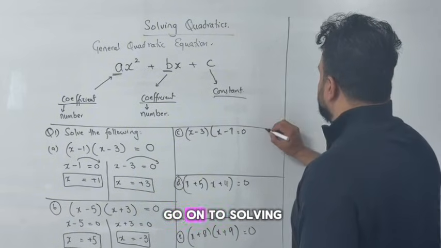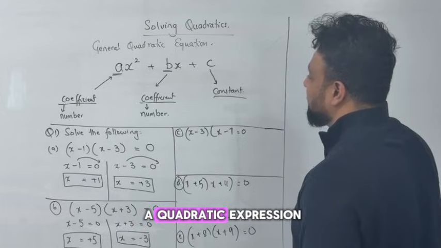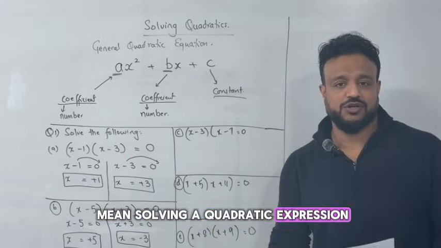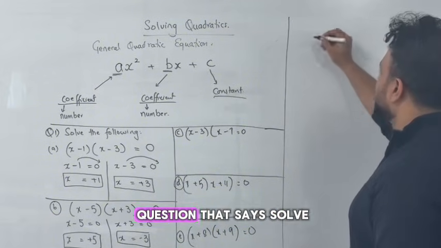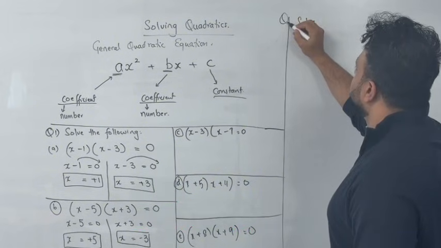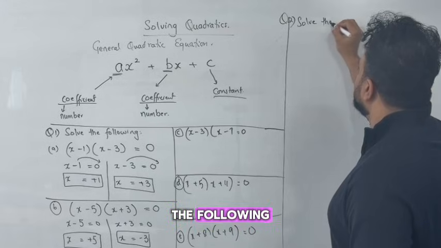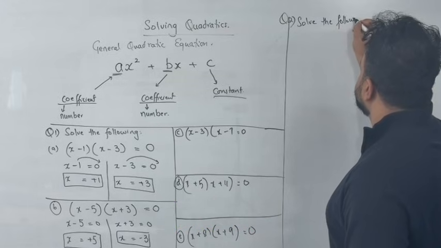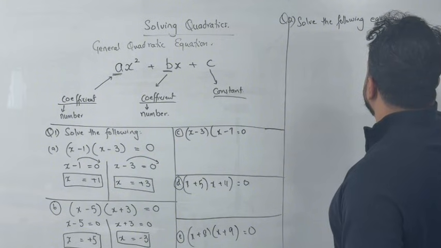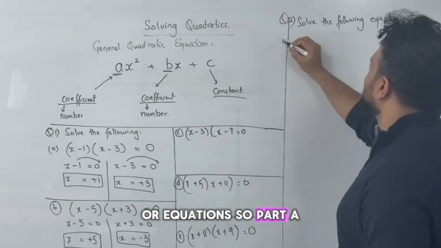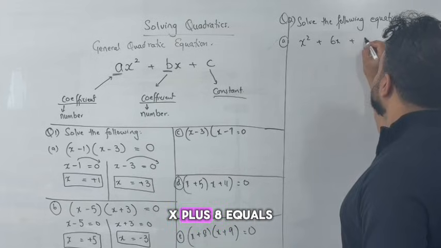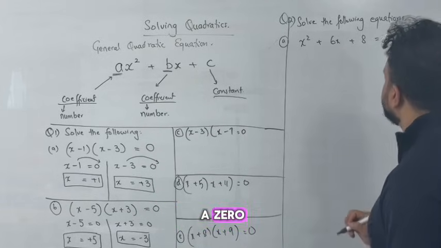And I'm going to go on to solving a quadratic expression. So what does that mean? Solving a quadratic expression. Let's have a look. So I've got a question that says, solve the following equation or equations. So part A, I've got x squared plus 6x plus 8 equals 0.